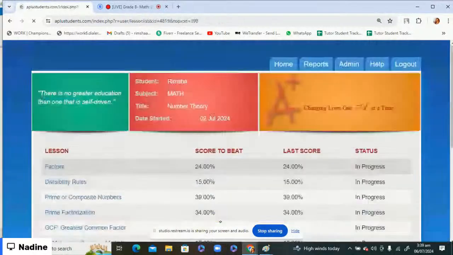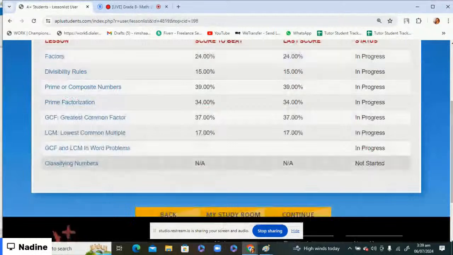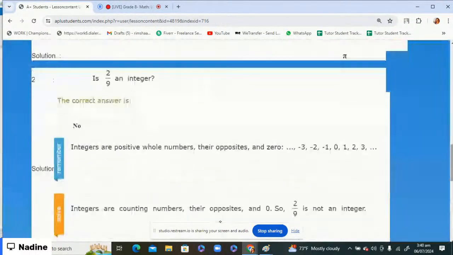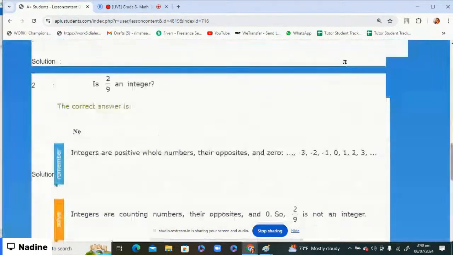Let's discuss the last lesson, which is classifying numbers. Hope you understand the GCF and LCM. So, classifying numbers: which of the following is not a rational number? First of all, let me tell you what a rational number is, what integers are, what whole numbers are, and all those things. Let me tell you about the rational numbers first.